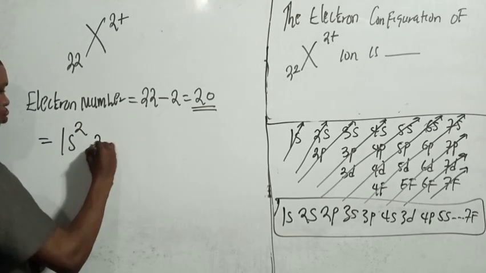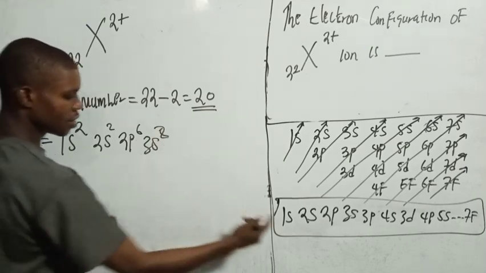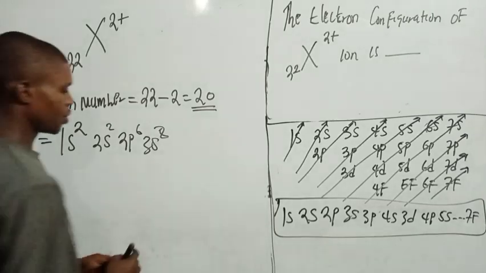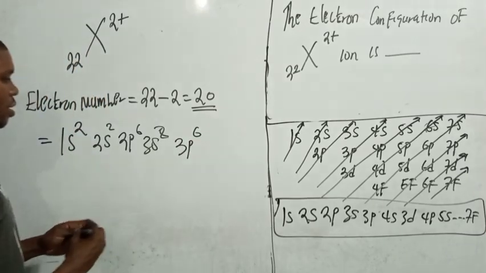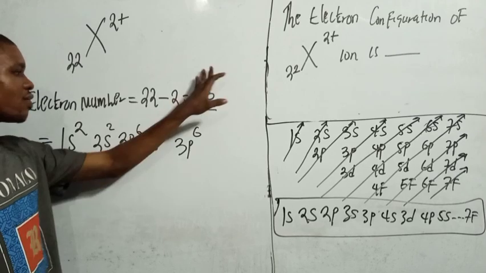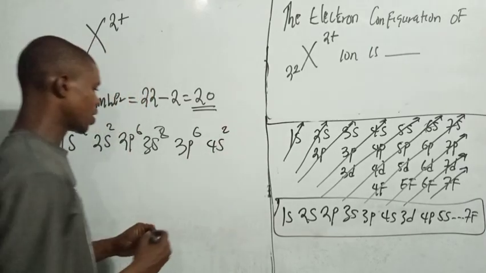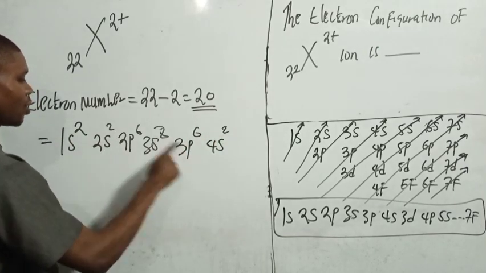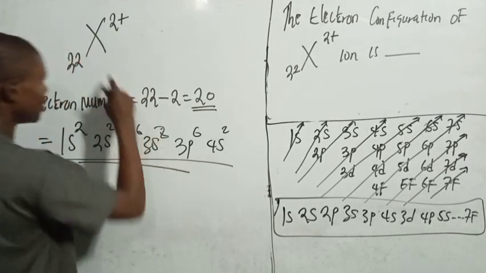1s2, 2s2, 2p6, 3s2. Now, how many electrons have I used? I've used 12 electrons. Now move to 3p6. So I've used 18 electrons. Out of the 20, I've used 18 electrons. Two will be left, going to be 4s2. So if you check very well, when you add all the electrons together, you get 20. So this is the electronic configuration for this one here.